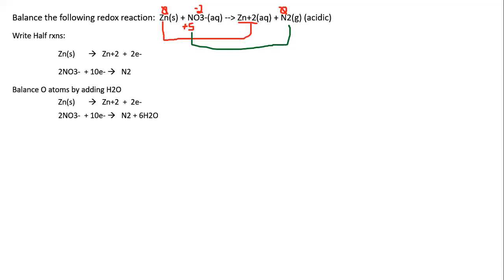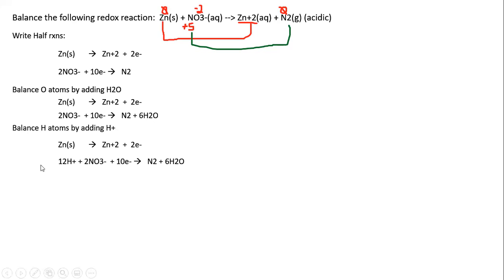After balancing the oxygen atoms, we need to balance the hydrogen atoms. We balance the hydrogen atoms by adding H pluses to either the products or reactant sides. Again, the zinc half reaction has no oxygen or hydrogen, so it's the same. Now notice in the reduction half reaction, we have a total of 12 hydrogen on the product side. So we need to add 12 H plus to the reactant side, and now the hydrogen are balanced.